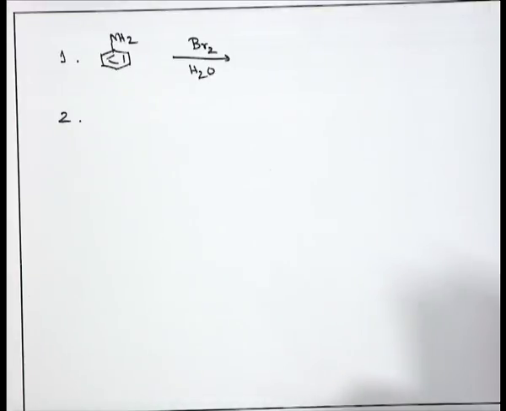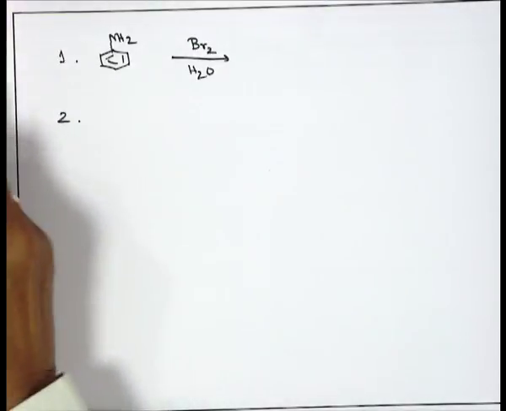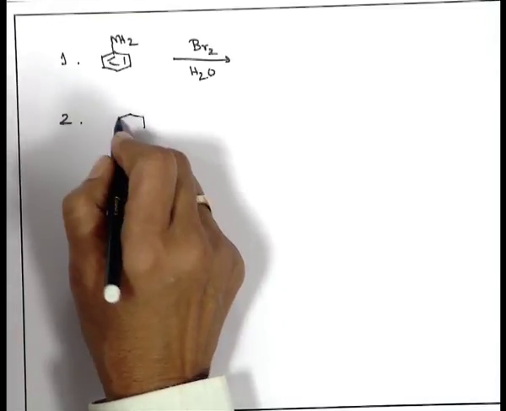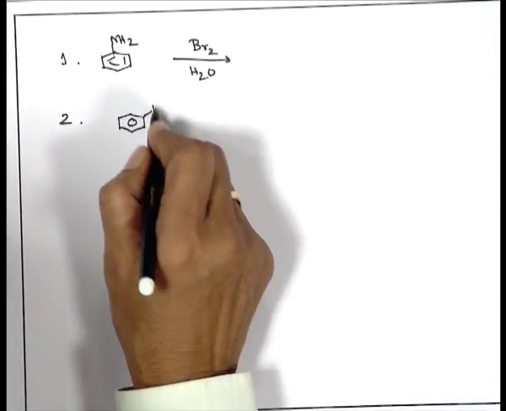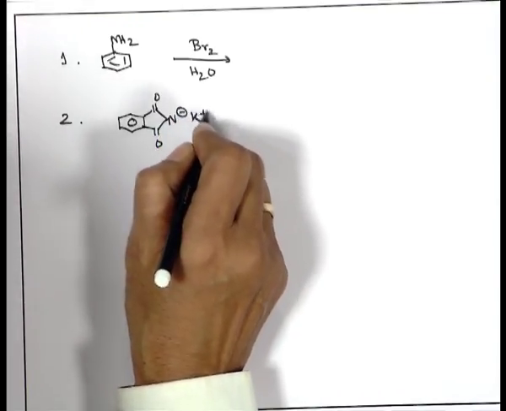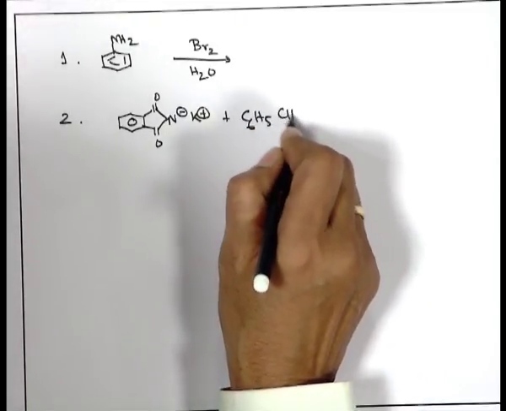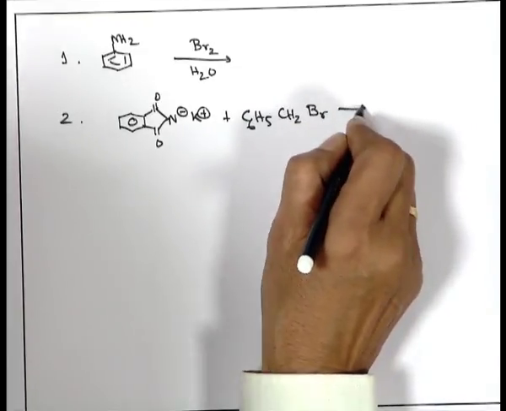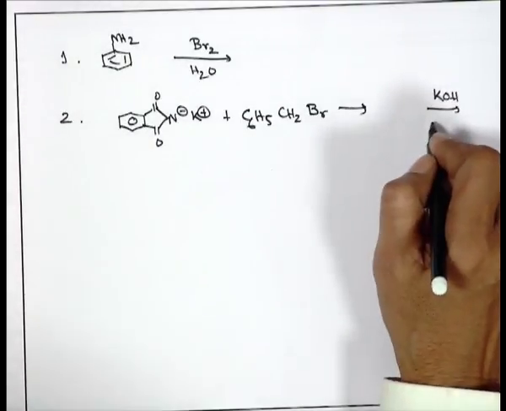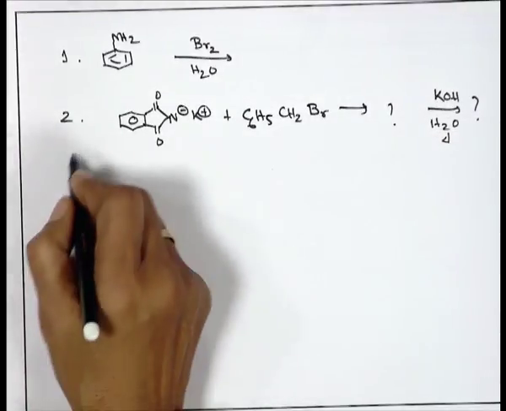Second problem, if phthalimide, right now I wrote that one, CON minus K plus is the substrate being treated with benzyl bromide, C6H5CH2Br, what will be the product, and that product is treated with KOH and water and heat, what will be the next product?